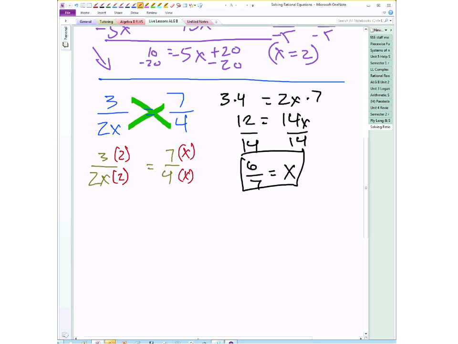All right, so let's do the top. 3 times 2 is 6 equals 7 times x, 7x. And then to solve, we just divide each side by 7. So we get x equals 6/7. Now, we come up with the same result either way. Right? But like I said, in this case, cross multiplication is a pretty good way to solve it, just using it as a proportion.